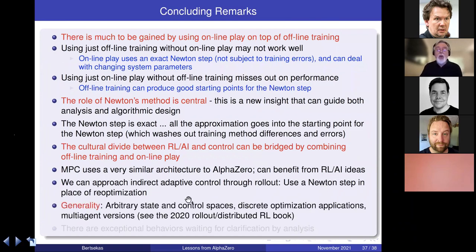The last point I want to make is that all of this is very general. Even though I focused on just a few problem types, the generality comes from having arbitrary state and control spaces and the generality of abstract dynamic programming. In particular, there are a lot of interesting applications in discrete optimization, integer programming, and multi-agent versions, which involve exploitation of the special structure. A lot of this is in my 2020 book, the details of that. Finally, there are exceptional behaviors all over the place once you get away from the benign discounted case, and there's a lot of room for clarification from mathematical analysis and computational experimentation.